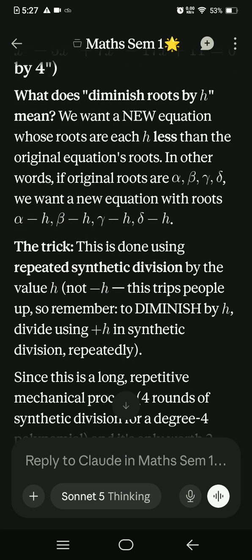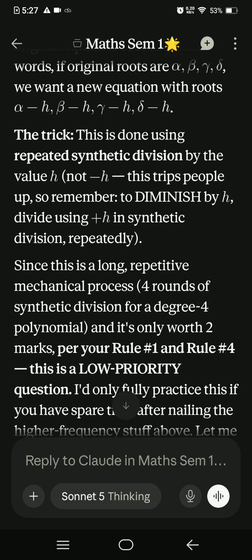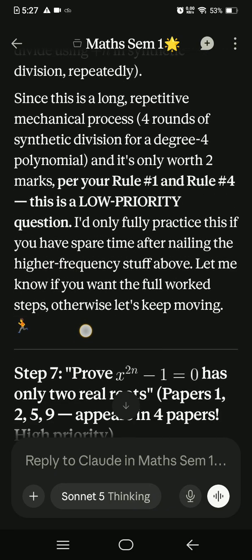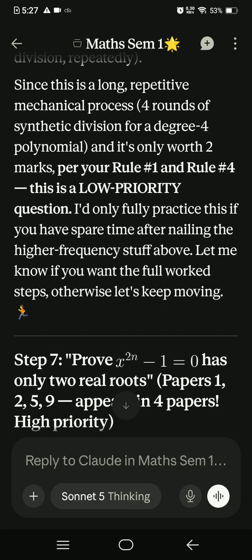The trick: this is done using repeated synthetic division by the value h, not minus h. This trips people up, so remember, to diminish by h, divide using plus h in synthetic division repeatedly. Since this is a long, repetitive mechanical process, 4 rounds of synthetic division for a 4-degree polynomial, it's only worth 2 marks per your rule number 1 and 4. This is a low priority question. I'd only fully practice this if you have spare time, after nailing the high frequency stuff above. Let me know if you want the full worked steps.